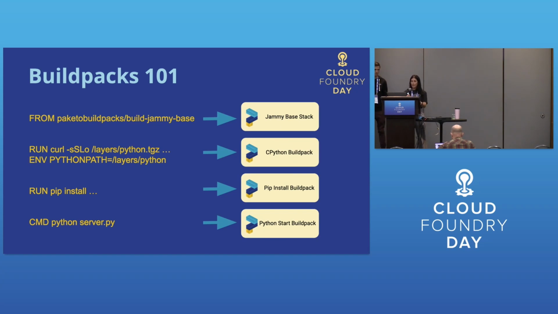Then the next step you might want to do is to run pip install or run some kind of package manager to install your application dependencies, and that is what the pip install build pack would do in this example. And again, we have the added benefit of layer caching, so any dependencies that get installed during the pip install phase would be cached for reuse on a rebuild.